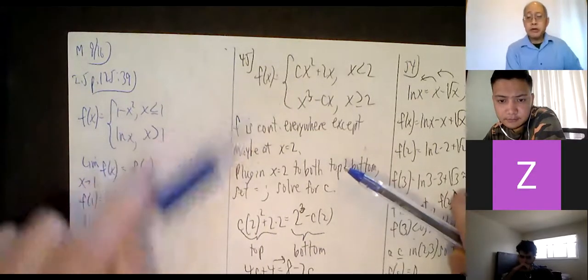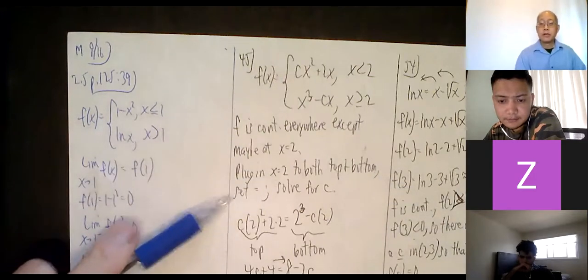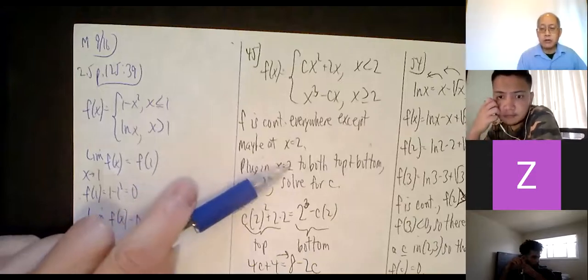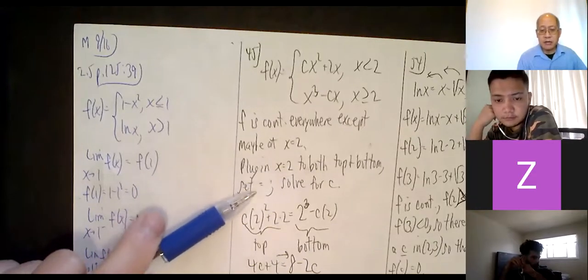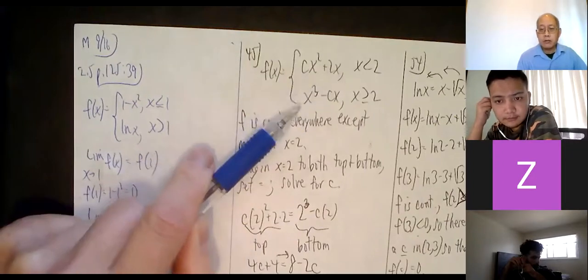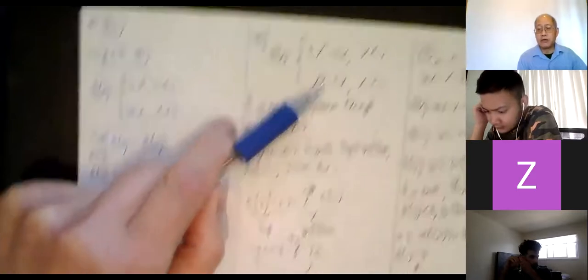So all you do is plug in 2 to both the top and the bottom and solve for c. Plug in x equals 2 to both the top and the bottom and set them equal. That's an equal sign. So put a 2 right there, right there, right there, and right there, and make them equal to each other. And then algebraically solve for c.